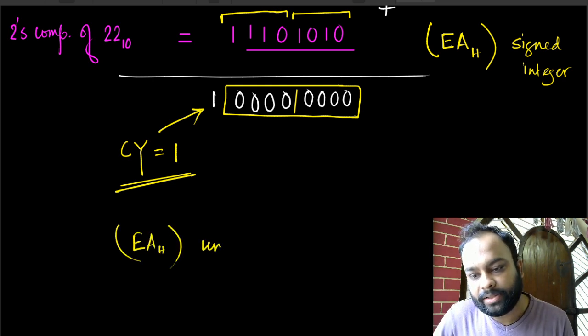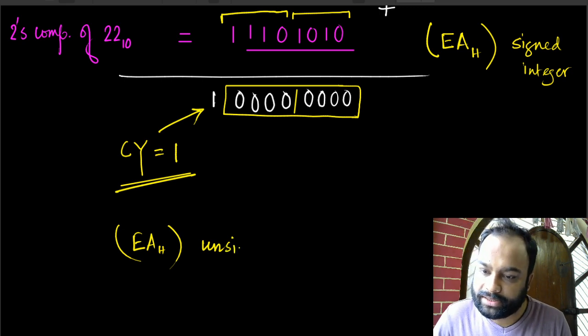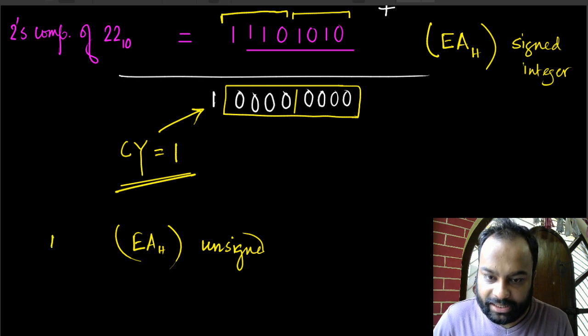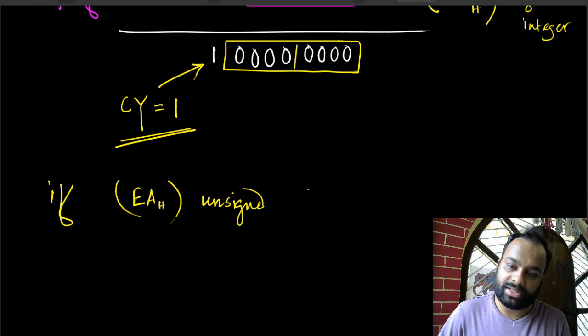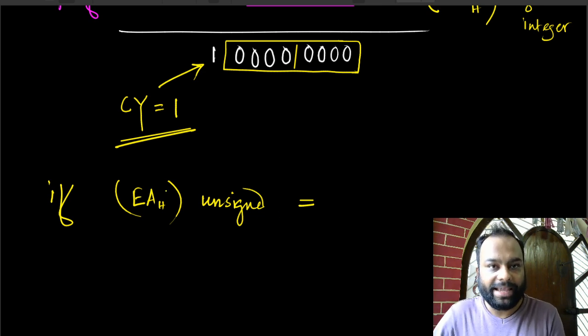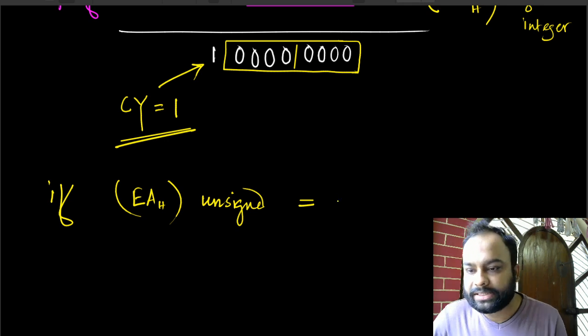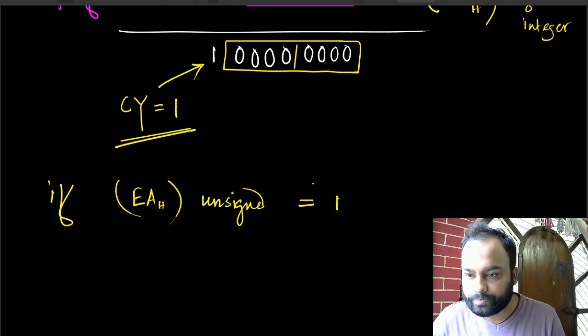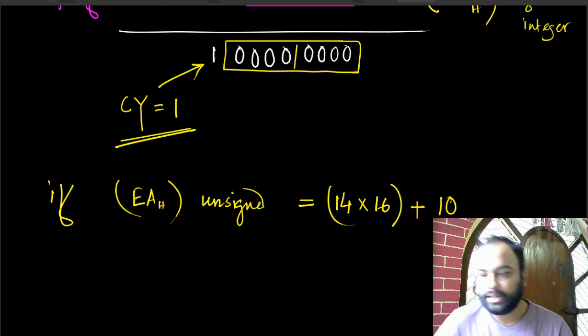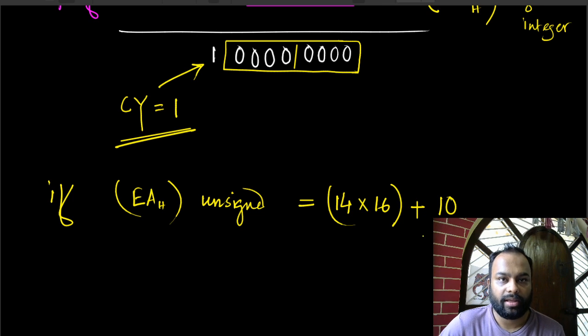unsigned integer, if this was unsigned integers, if this was unsigned, then what would happen? This would be treated as E. What would this number be? Again, this is 14 into 16 plus 10, that much. Okay, that much.